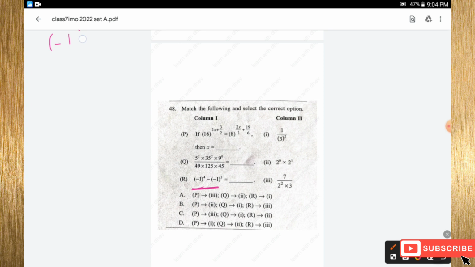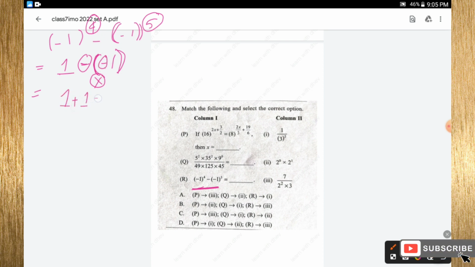So the question is minus 1 whole to the power 4 minus minus 1 whole to the power 5. So minus 1 whole to the power 4 means this minus 1 is multiplied 4 times by itself. So minus 1 into minus 1 is plus 1. So finally the answer is positive, plus 1. Then minus 1 whole to the power 5 is again minus 1 only. So you have to check the power. If the power is even, the answer will be positive. If the power is odd, the answer will be negative only. So 1 minus bracket minus 1. How to solve? This bracket indicates multiplication. So minus into minus is plus. So 1 plus 1 is 2.